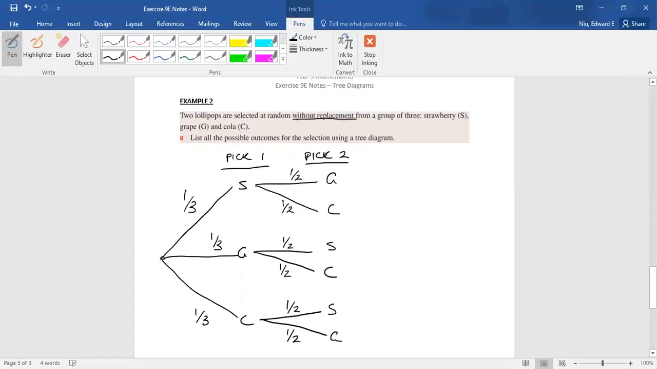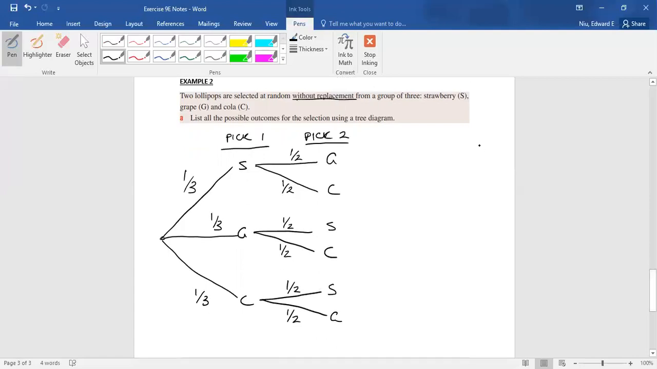So what does this all mean? Well, the most important column that people usually forget in a tree diagram is the outcome. The outcome is going to tell us what the likelihood of each scenario is going to be. So the first outcome, this first branch up top, is the S and G, so strawberry and grape.